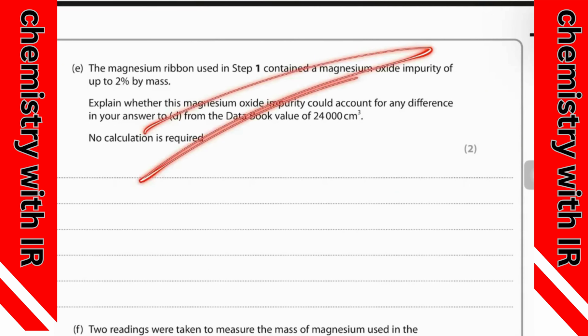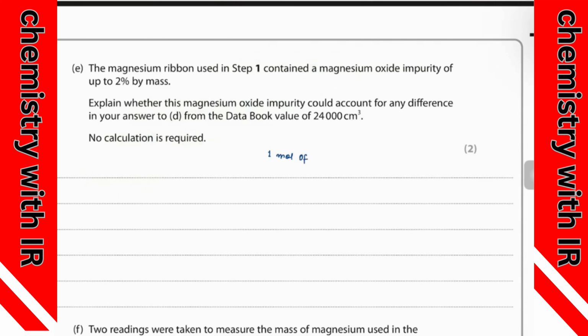Okay. So in this question, the magnesium ribbon used in step one contained a magnesium oxide impurity of up to 2% by mass. Explain whether this magnesium oxide impurity could account for any difference in your answer to D from the data booklet value of 24,000 centimeter cube. You know why they are saying this one? 1 mole of any gas occupies this much volume, right? So they are saying when there would be no impurity, compared with 2% impurity, is there any difference in the volume of hydrogen gas produced?